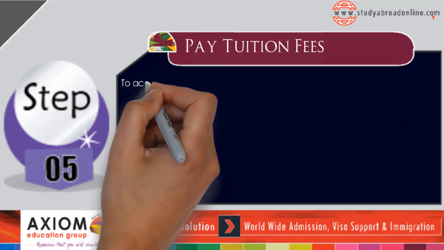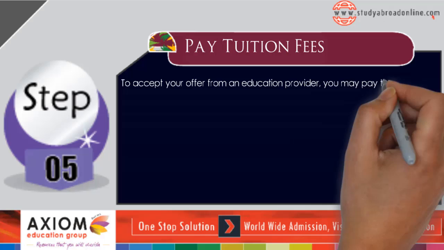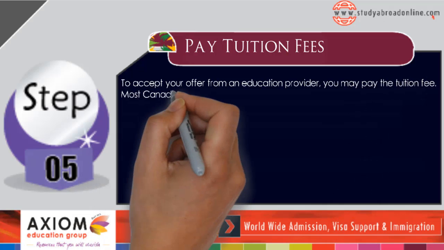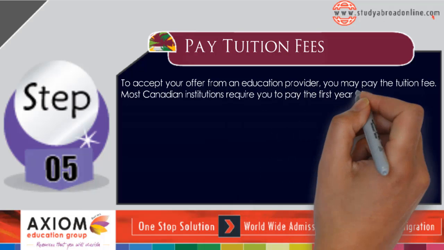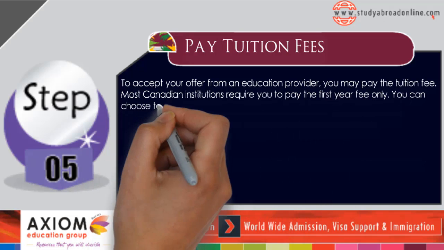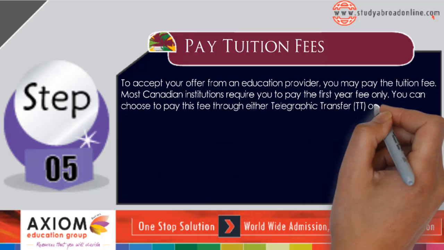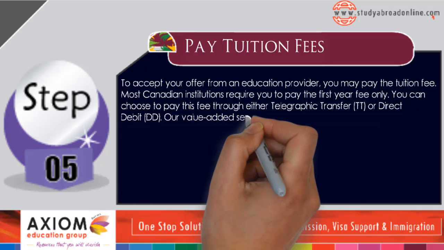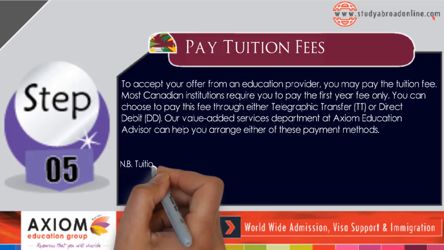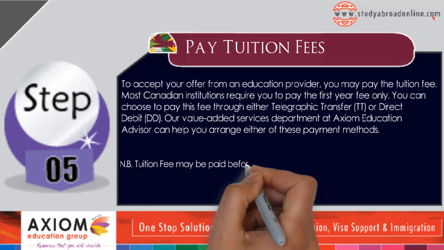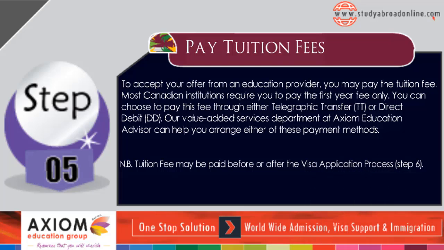To accept your offer from an education provider, you may pay the tuition fee. Most Canadian institutions require you to pay the first year fee only. You can choose to pay this fee through either telegraphic transfer, TT, or direct debit, DD. Our value-added services department at Axiom Education Advisor can help you arrange either of these payment methods. Please note that tuition fees may be paid before or after the visa application process, which is step 6.